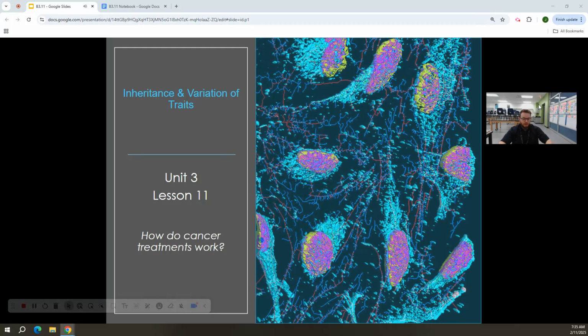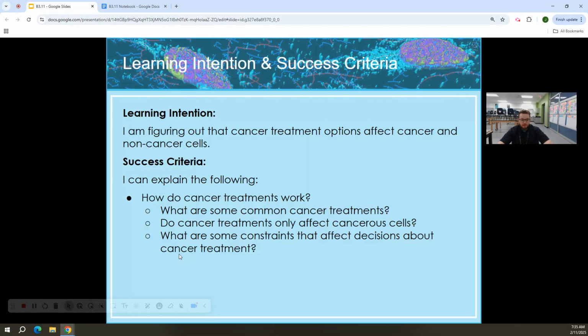Welcome back. We are on lesson 11 of Unit 3, so we've only got 2 lessons left to go in this unit. And we've spent all of the time up to this point trying to figure out who gets cancer and why they get cancer. And now we're going to talk about what we can do for those people that have cancer or to prevent people from getting cancer. So in this lesson, we're going to look at how cancer treatments work and some of the different cancer treatment options available.